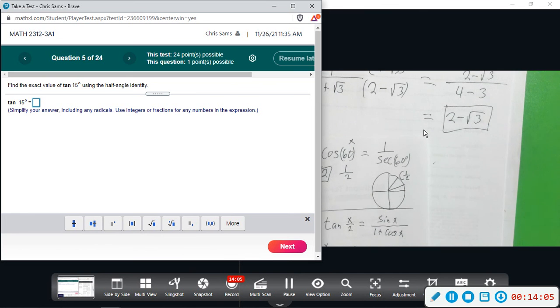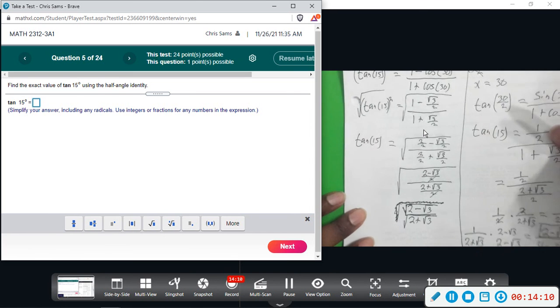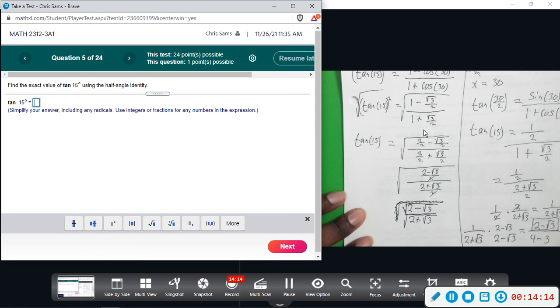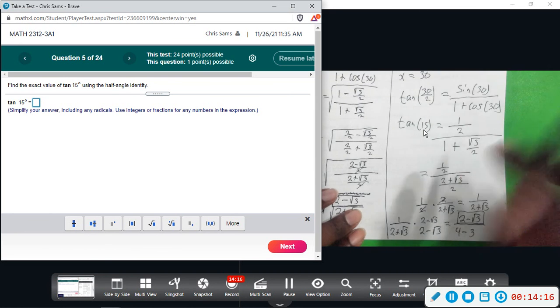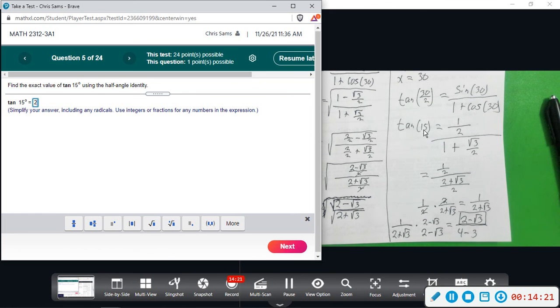So you can see, you get the same thing, but you do have to know the solving process. I believe I did this in class, but I didn't do that square and rationalize the denominator correctly. But our final answer is 2 minus the square root of 3.